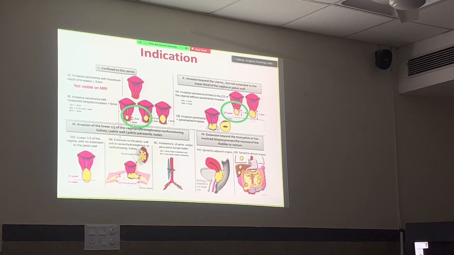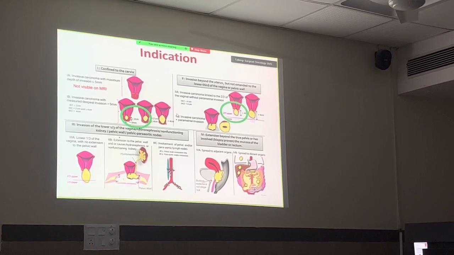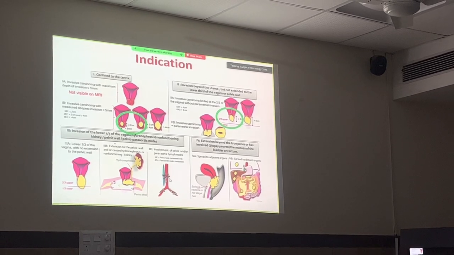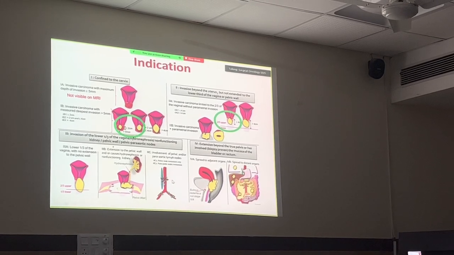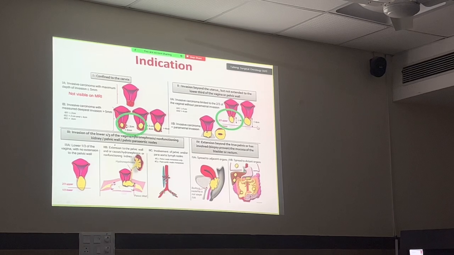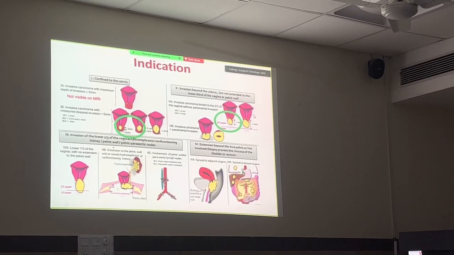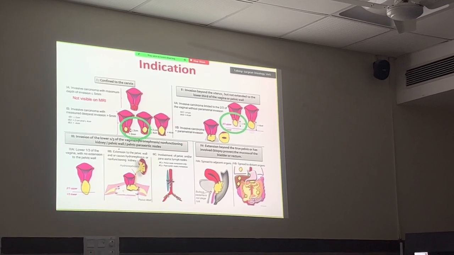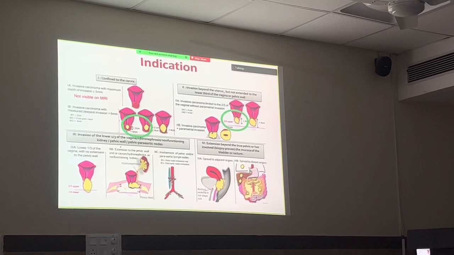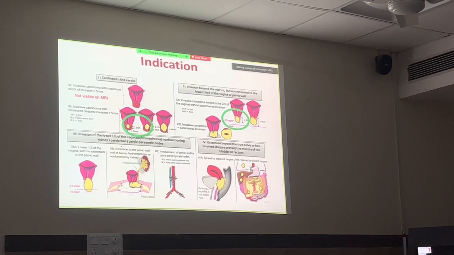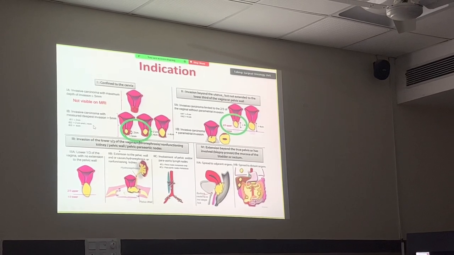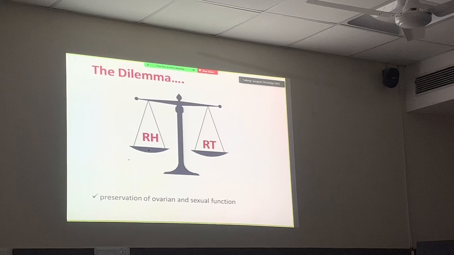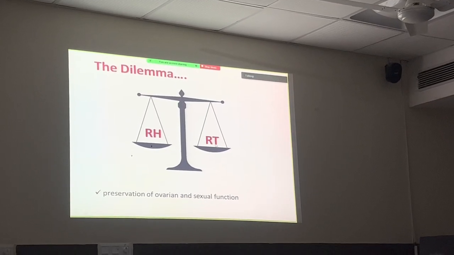If there is gross parametrial invasion in stage 2B, lower one third of the vaginal involvement, lateral pelvic wall involvement, or clinically or radiologically if the lymph nodes are positive, usually we don't proceed with the surgery. 1B3 is a gray zone. Most of the centers or surgeons usually don't prefer surgery in that extent, because ultimately the patient will lead to the adjuvant radiotherapy, which we don't want here. So the ideal situation is these tumors which are less than 4 cm without parametrial invasion and on imaging without lymph node involvement.